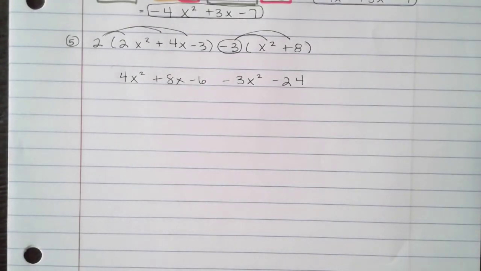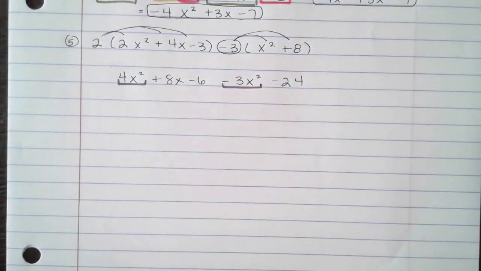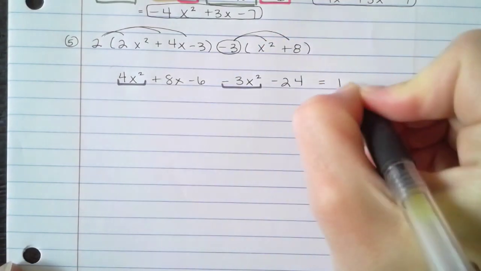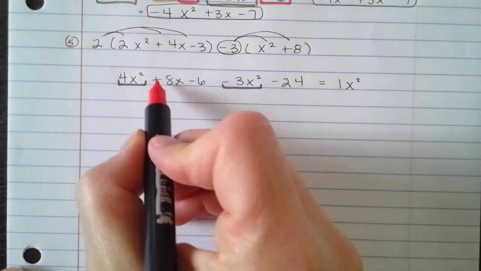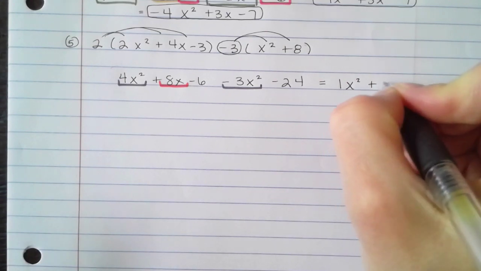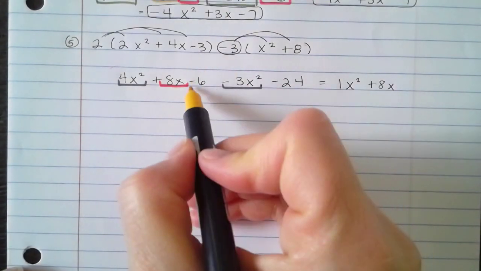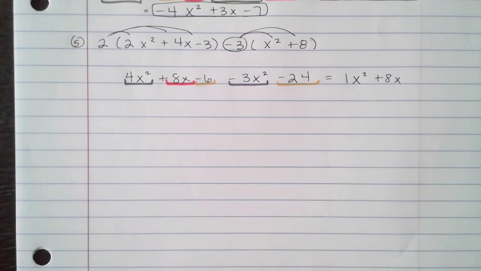I'll use underlining and some colors. 4x squared, negative 3x squared. So how many x squareds do I have? A 4 and a negative 3, or 4 minus 3 is just 1. What else? You know what? There's only one x. There's just an 8x. So he's all by his lonesome. And then I have a negative 6 and a negative 24, or minus 6 and a minus 24. Either way, you'll have those negatives together, and I add those up, and you have a negative 30, or minus 30.